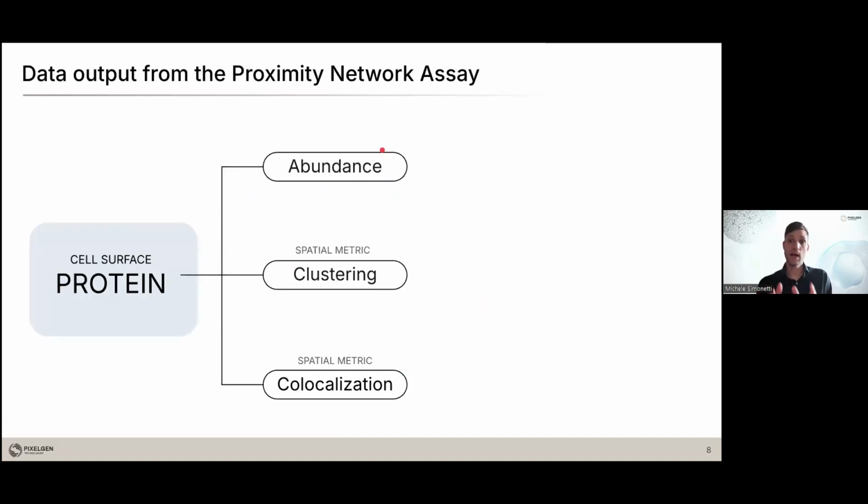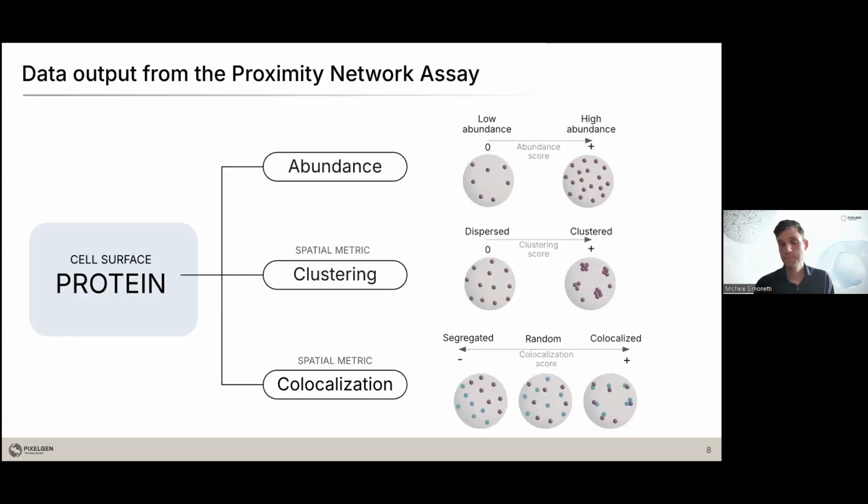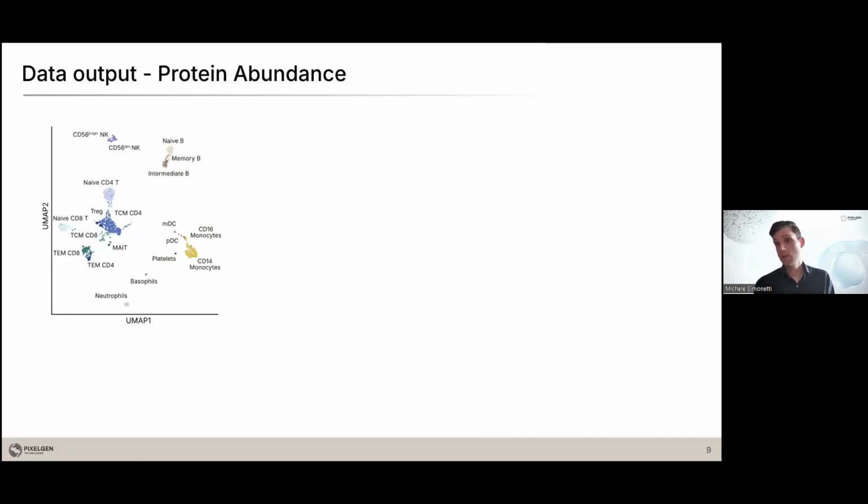If we look at the kind of data output that you're able to generate using the Proximity Network Assay, these are the three main different features. You are able to get abundance, of course. This is very straightforward. For each protein in each individual cell, you get an abundance score, which can be positive or negative, so low abundance or high abundance. But the beauty of the method is that in parallel with that, you also get spatial metrics, like the clustering and the colocalization.